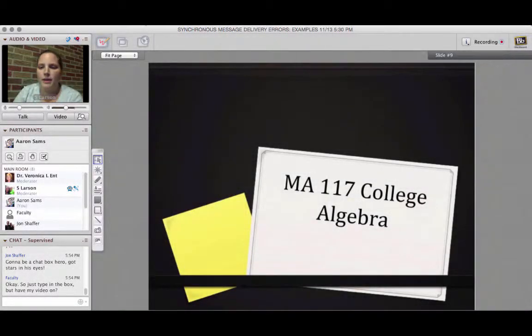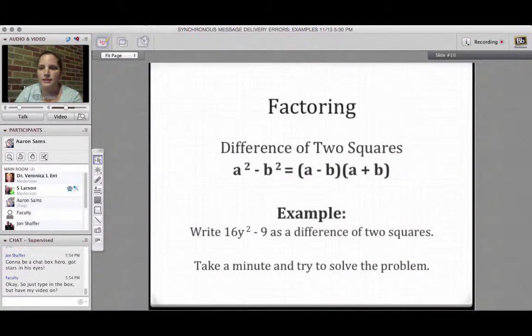Okay, welcome back to MA 117 College Algebra, and tonight we are going to review what we did last week. We're going to review factoring, the difference between two squares. So I would like you to take a moment and go over the example problem right here on your screen. I'd like you to find the difference of two squares. So take a minute and try to solve that problem. I'm going to go ahead and set the timer for 2 minutes.